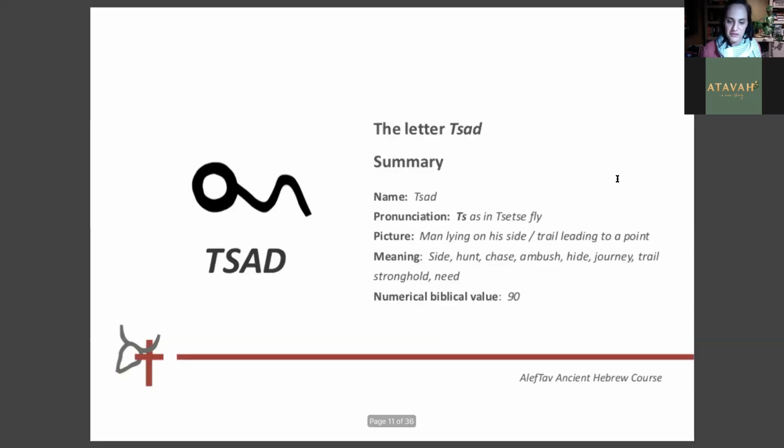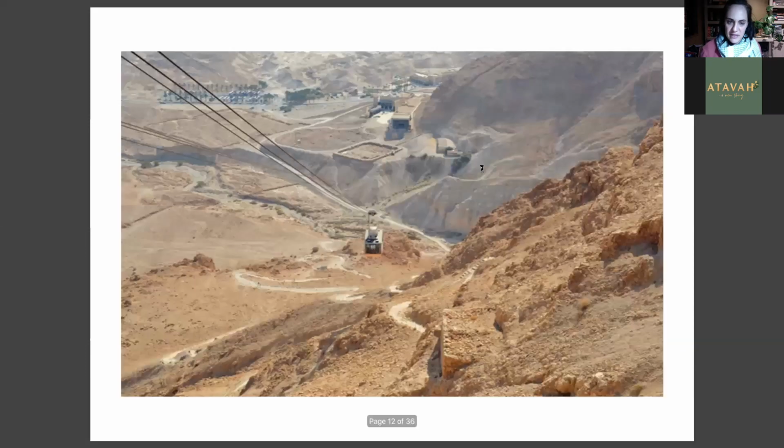Just wanted to show you these two pictures. As I've said, it can mean a man laying on his side, or it can mean a trail leading to a point. So there's this place in Israel. We went there. We were very blessed to visit Israel last year, just before COVID happened. And there's this place called Masada. It's the most visited tourist place in all of Israel.